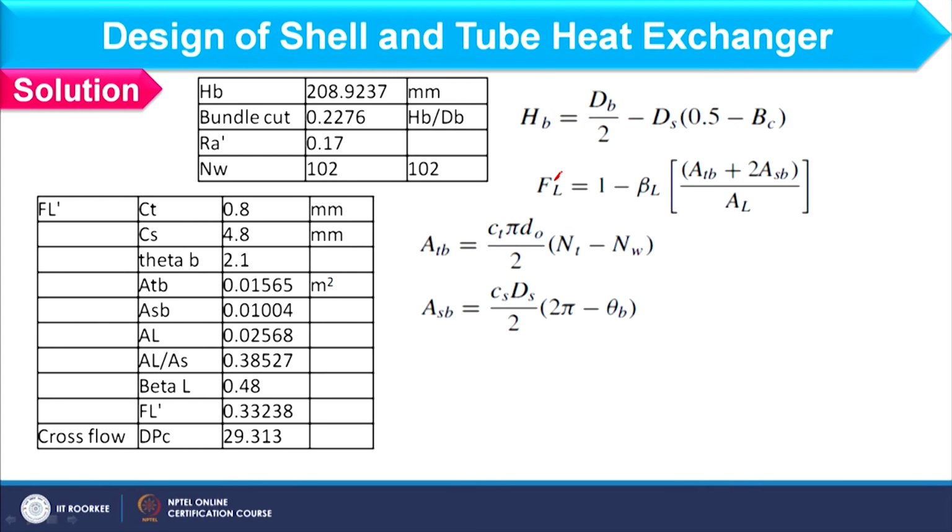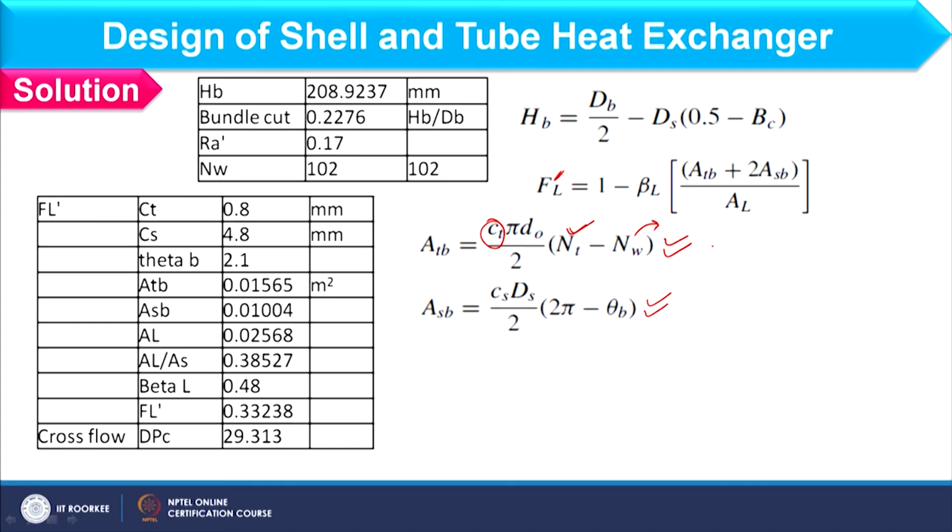Okay. In the similar line, we should also carry out FL prime, that is leakage correction factor for pressure drop. To consider that, we can use this expression, that is FL prime should be equal to 1 minus beta L ATB plus 2 ASB by AL, right. And ATB expression is given over here and ASB expression is given over here, which you have already used previously. So, I am not going into detail of this, just I am telling that how we can obtain different parameters. So, CT value is already fixed as 0.8, NT 600 is already given.